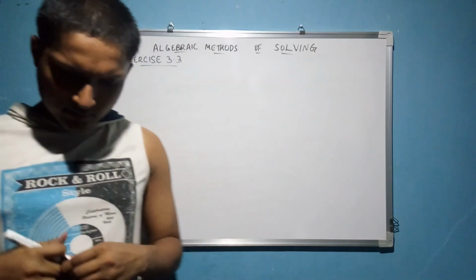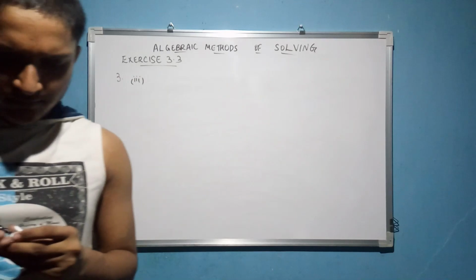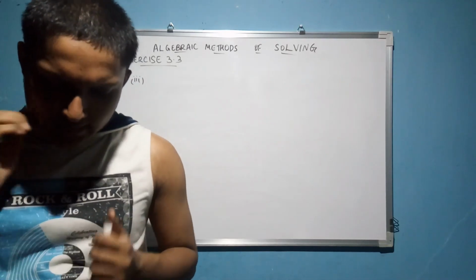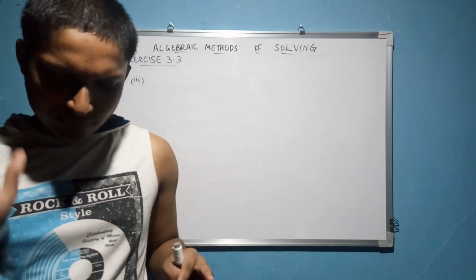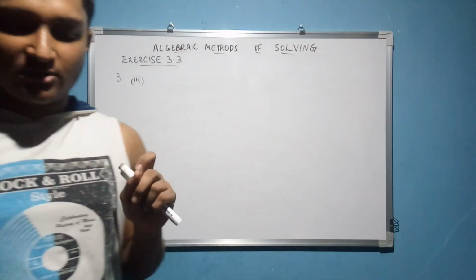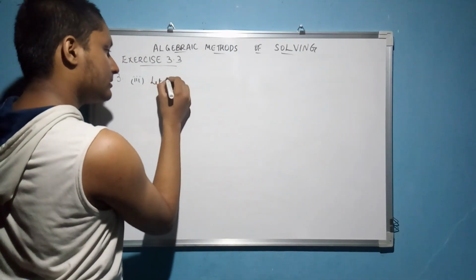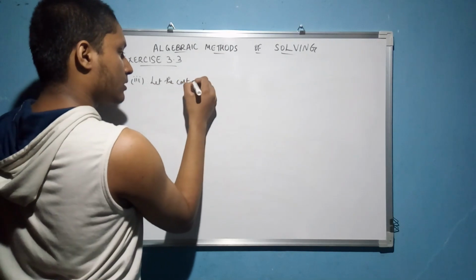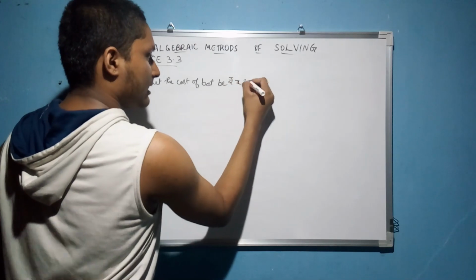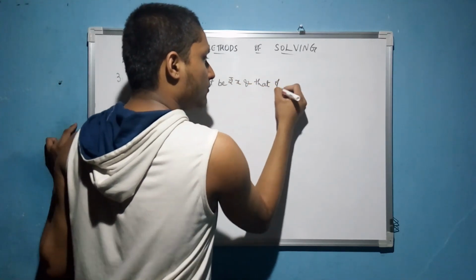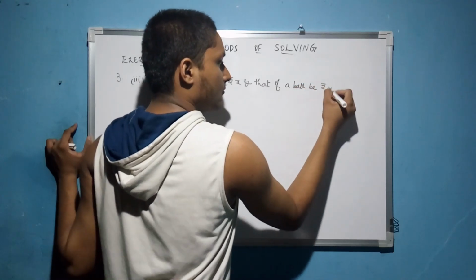So the coach of a cricket team buys 7 bats and 6 balls for rupees 3,800. Later she buys 3 bats and 5 balls for 1,750. You are asked to find the cost of each bat and ball. Let the cost of a bat be rupees x and that of a ball be rupees y.